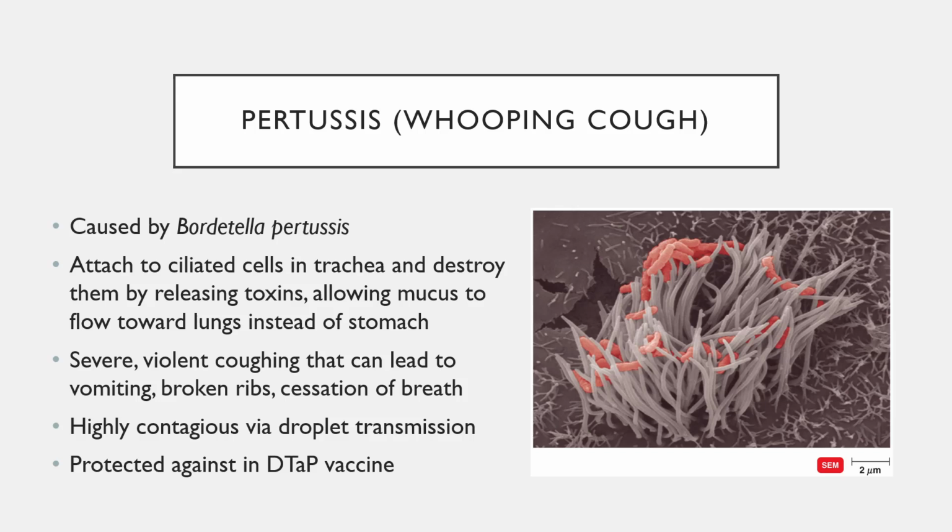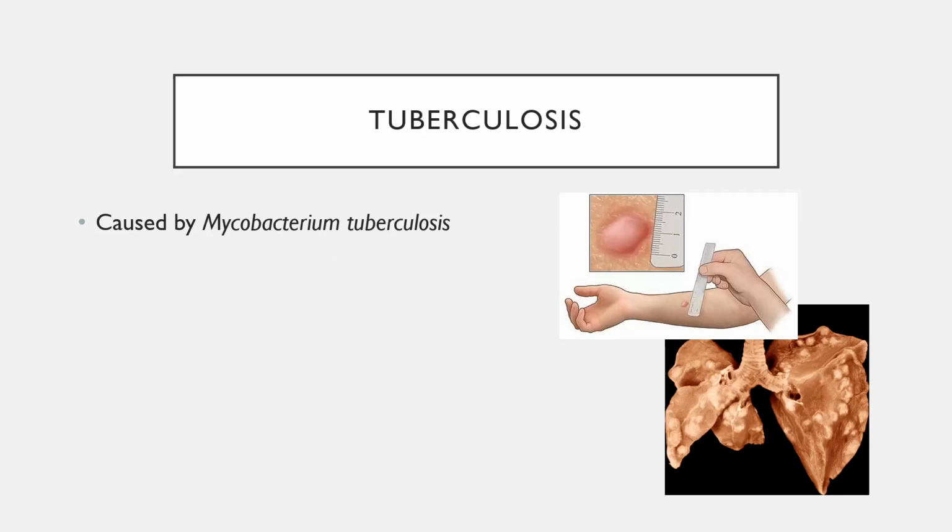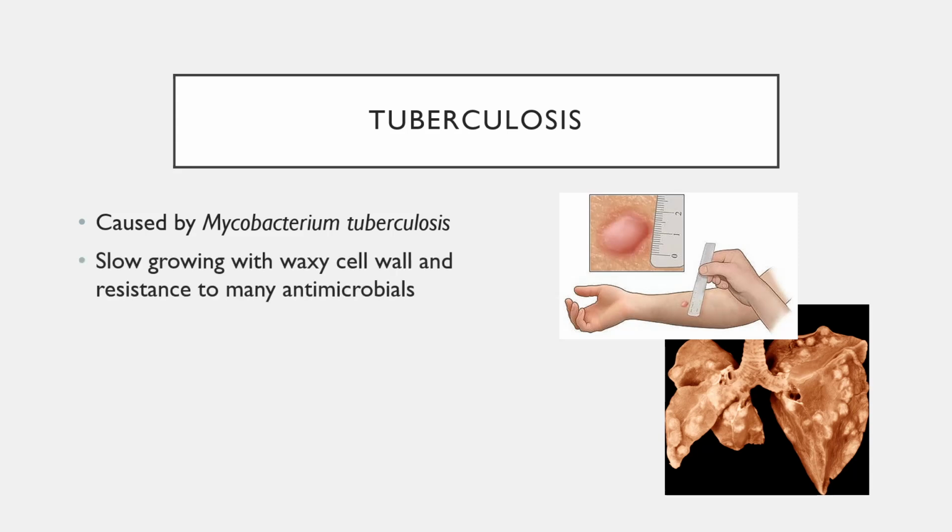Our next disease is tuberculosis. Tuberculosis is caused by the species Mycobacterium tuberculosis. This bacteria is a slow-growing species that possesses a waxy mycolic acid layer outside of its cell wall, which gives the bacteria an additional layer of protection and makes it resistant to many antimicrobial drugs. So tuberculosis is particularly difficult to treat. It typically requires multi-drug treatment that lasts months or even years on end to eradicate the bacteria from your system.